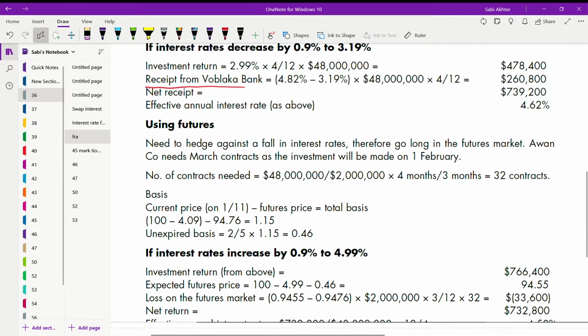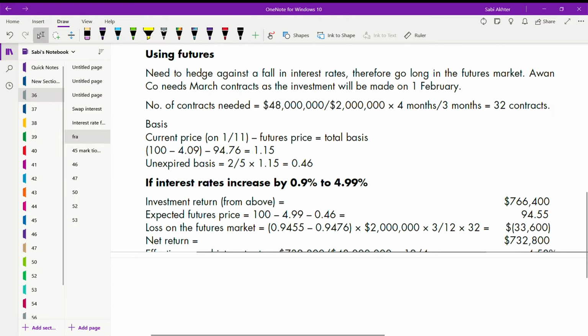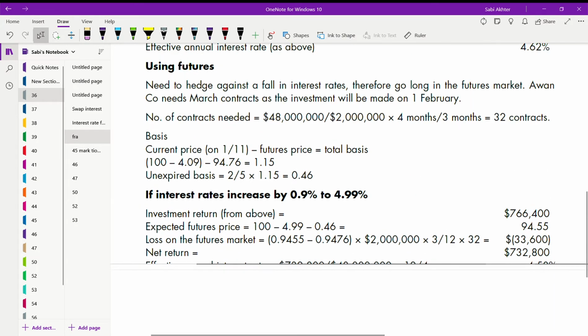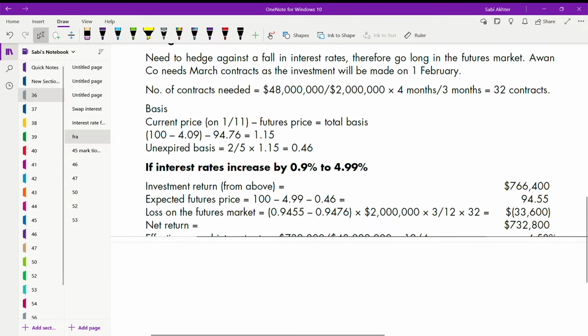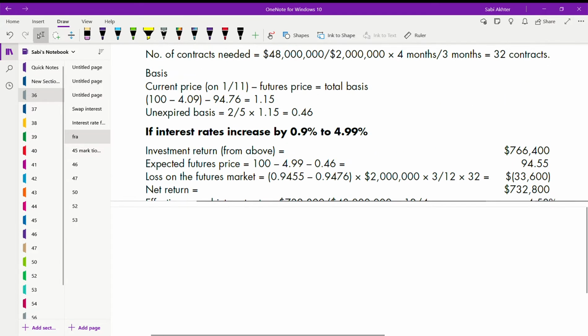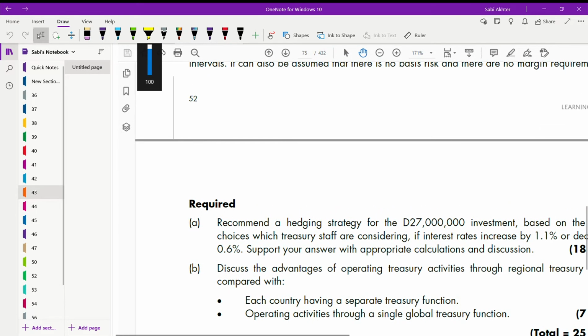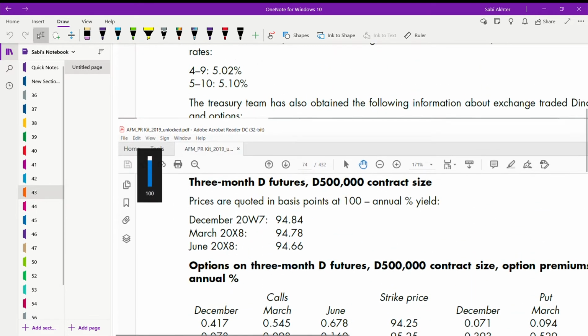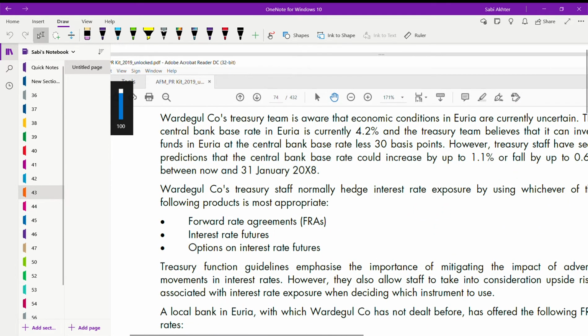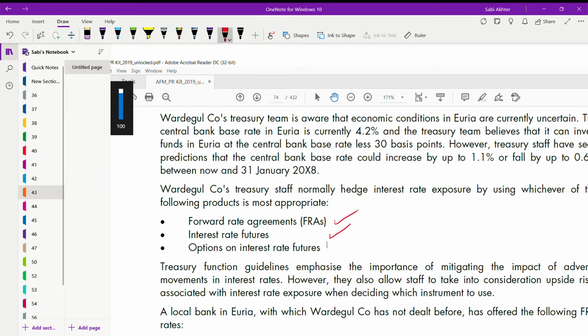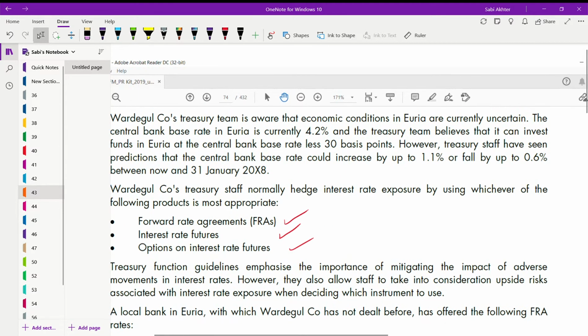So if you see here futures and all these things, basis point, closing future price, everything is same. So I'm not going to go into detail on that. Let us go to 43, right? So in 43, if you can see here, we have interest rate future, and we have option on interest rate, right?